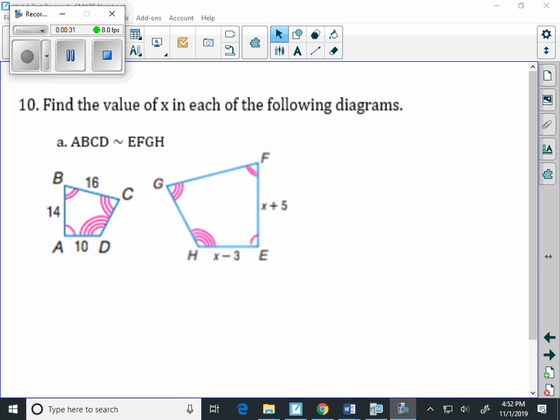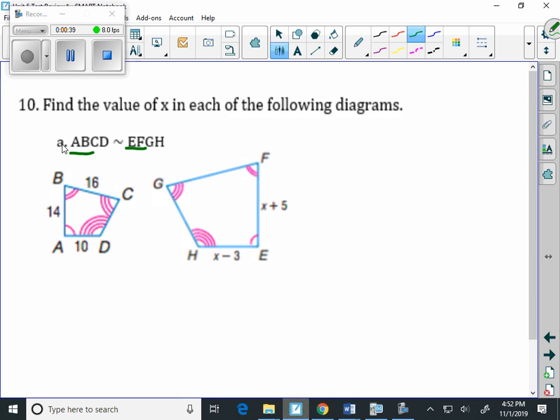Because when we set this up here, if we start with AB, well, AB is similar to EF. So AB has a length of 14, and EF has a value of x plus 5. Then we can do BC. Well, BC has a value of 16, and BC is going to line up with FG, and we don't know what the length of FG is. So that's not going to help us much.